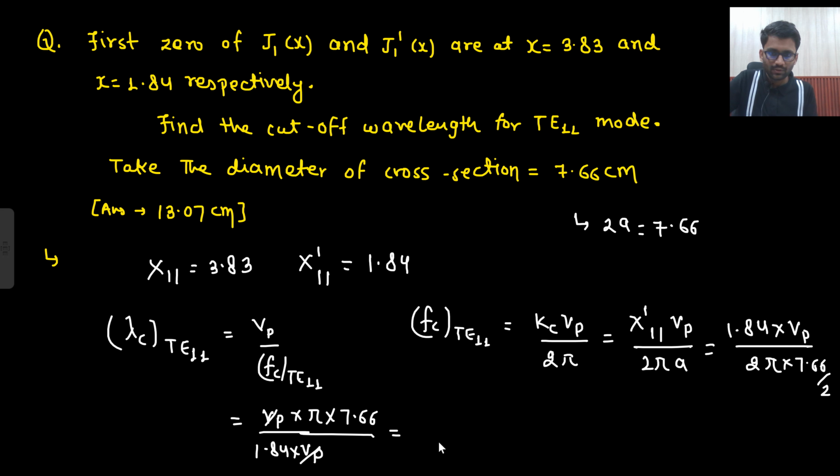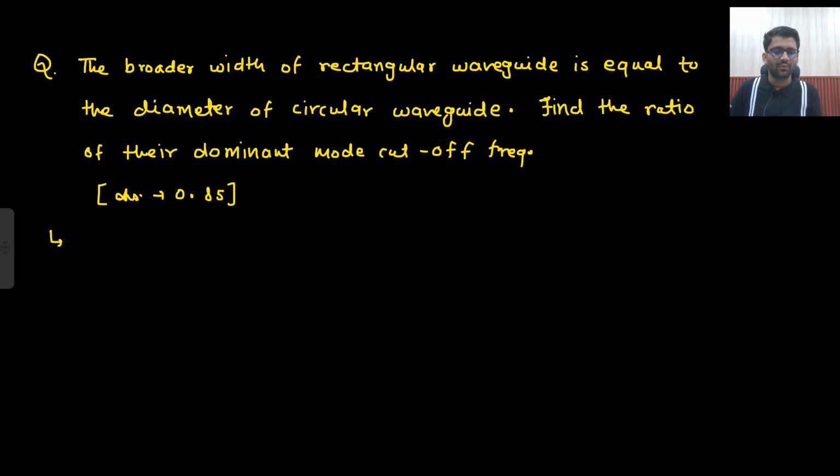Pi into 7.66 divided by 1.84. So 13.07. Why will it be in centimeter? Because A is in centimeter only. You have put this A in centimeter only, so the answer will be in centimeter only. So always remember that if you are putting centimeter here, this answer will also be in centimeter. So this is the answer. Very easy question, very straightforward.